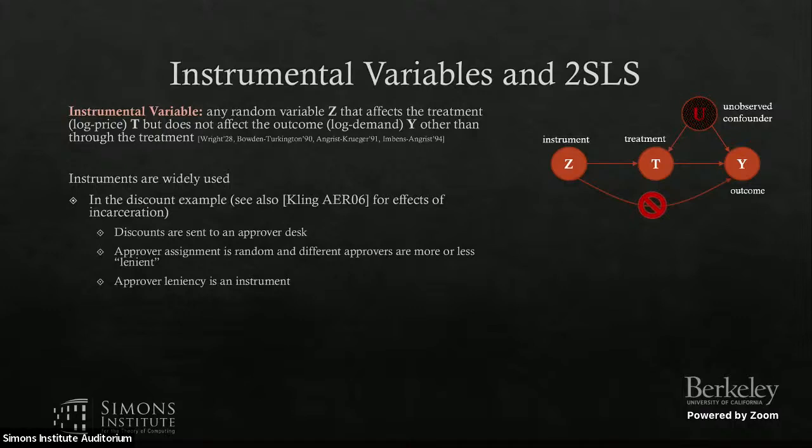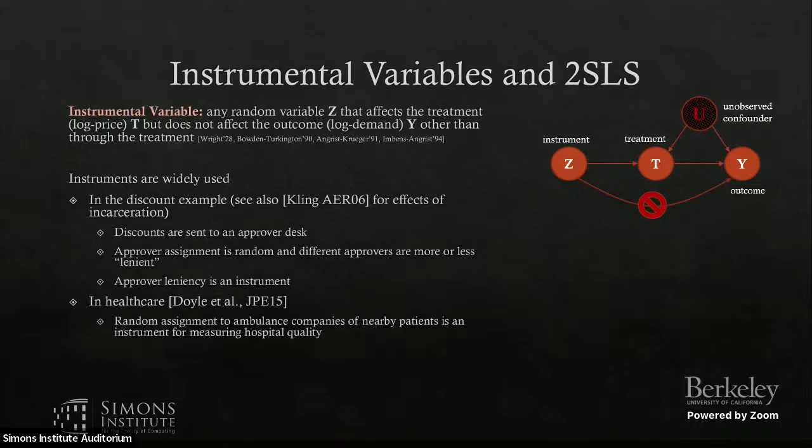So that's going to affect the discount that you get. But because this approver assignment is sort of random, this approver leniency has nothing to do with how the customer is going to purchase the product later on. And so there's no other arrow from that instrument other than through determining the price. Okay.